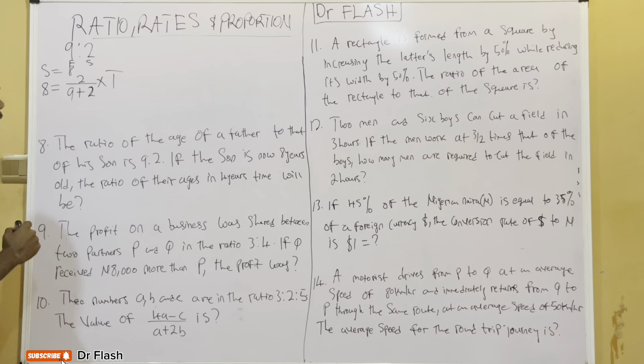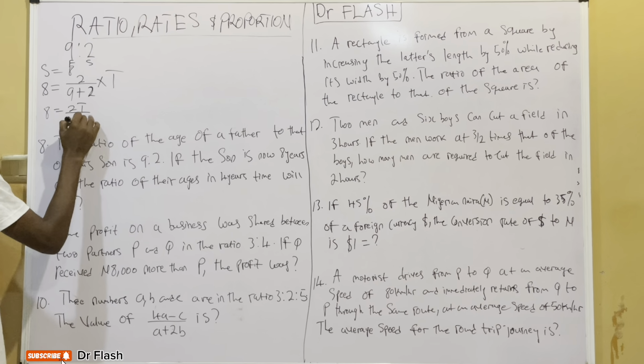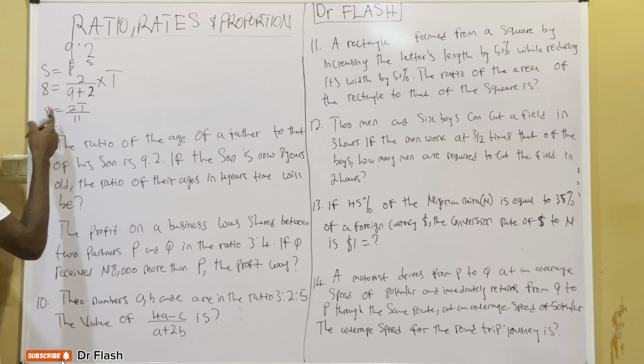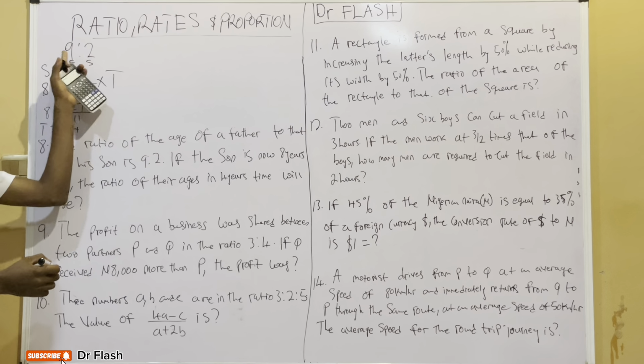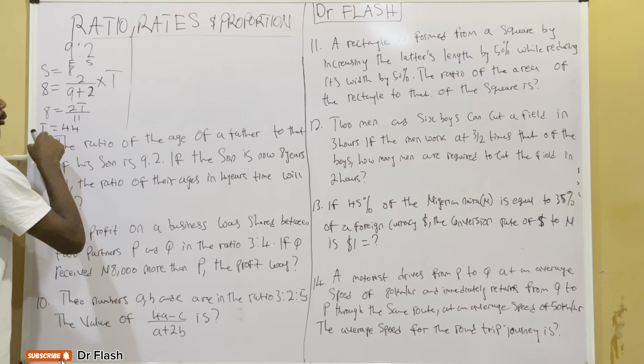So we can now solve for the total age. In this case, we are going to have 8 is equal to 2t divided by 11. Okay, so total age is equal to 88 divided by 2, that's 44. So the total age of the father and son at this particular time, while the ratio was 9 to 2, was what now? 44.